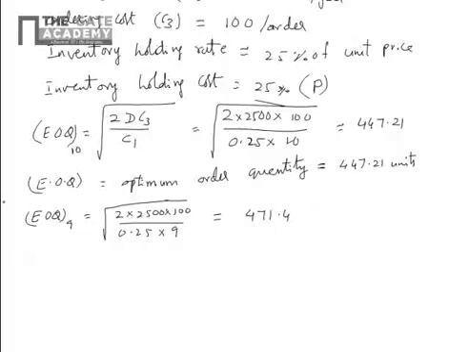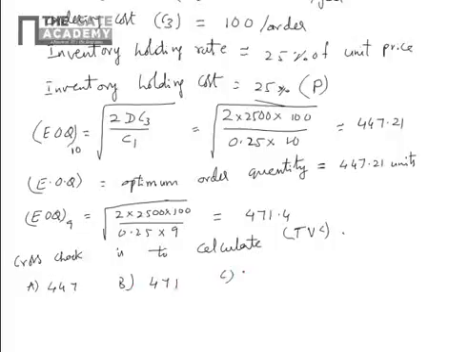Another method of cross checking is you can calculate the variable cost. Whichever is minimum, that will obviously be the economic order quantity. The options are A 447, B 471, C 500, D greater than or equal to 600. Answer is A.